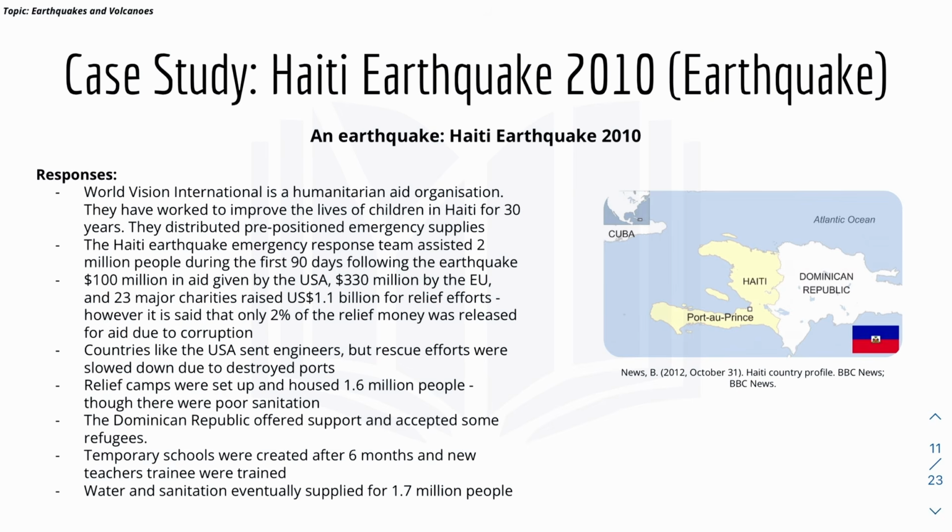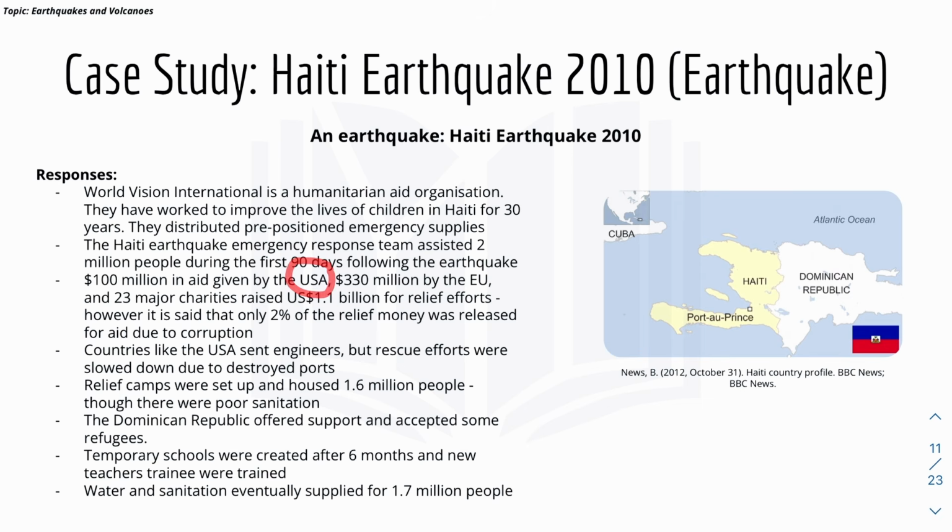And here are some responses to the earthquake. World Vision International is a humanitarian aid organization, and they have worked to improve the lives of children in Haiti for 30 years. And here is what they did. The Haiti Earthquake Emergency Response Team assisted 2 billion people during the first 90 days following the earthquake, which is very crucial because most people needed help in the first few weeks.